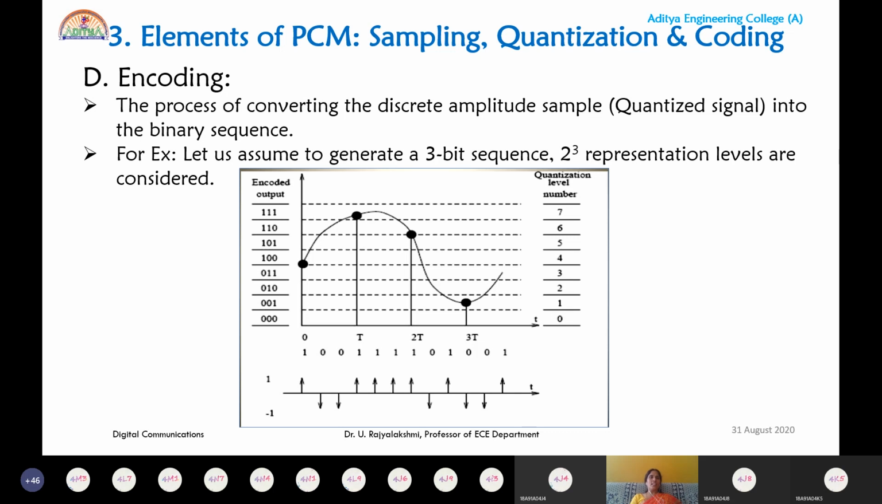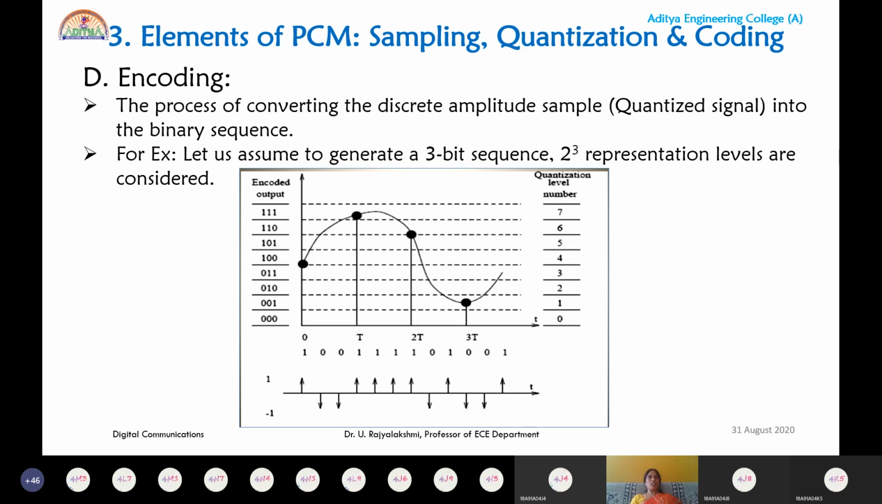So what is the conclusion here? The quantized amplitude is encoded. How can you encode? If we have 2 cube representation levels, you can represent it as a 3-bit sequence. If you have 2 power 4, you can represent it as a 4-bit sequence. Like that, the data is encoded in the form of a binary sequence.